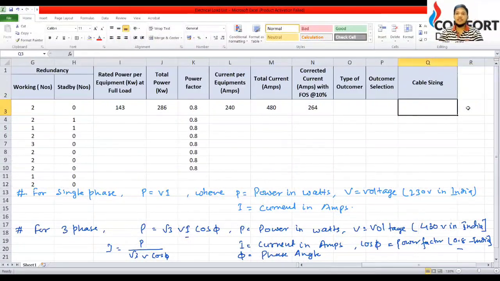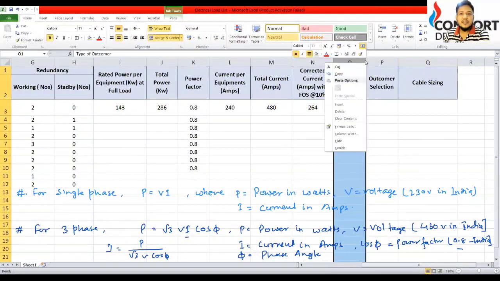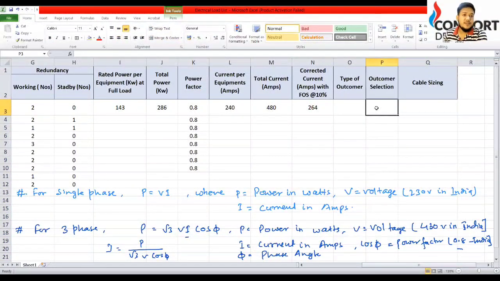Now, type of outcomer, selection of outcomer, and cable size. These three things we will discuss in detail once we have the webinar on the basics of electrical that we have already shared with you. So we will go in depth there. Here we will just write outcomer and selection of outcomer. I believe single phase and three phase are clear to everyone. Now for outcomer, let me write here.